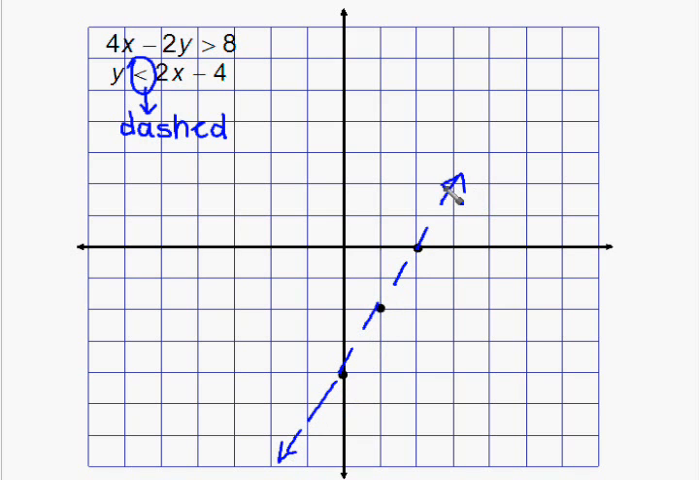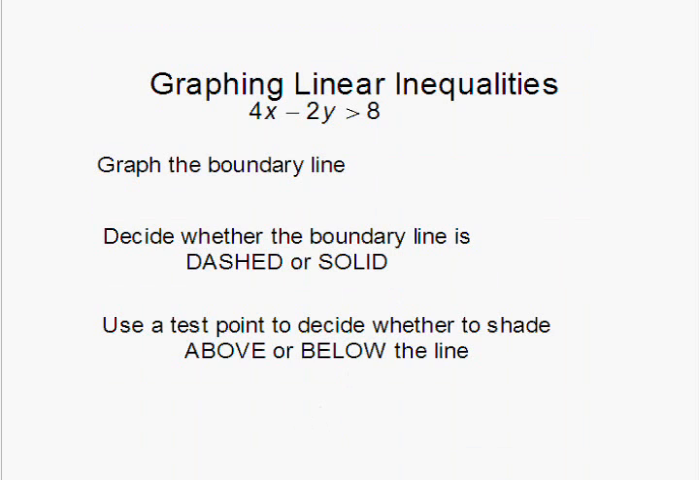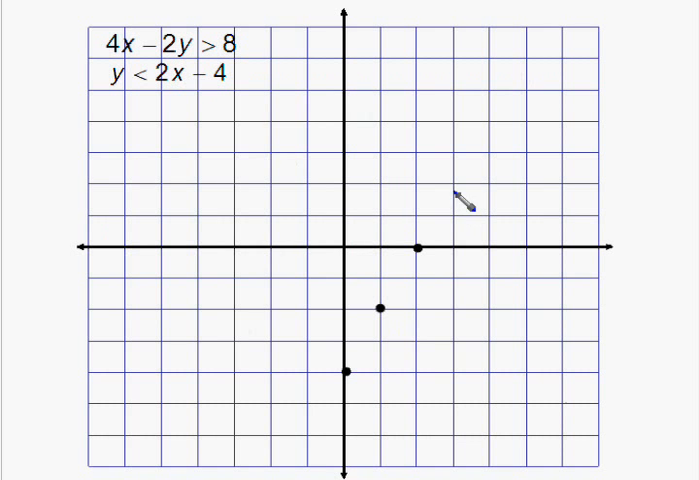So my next decision will be to decide whether to shade above or below the line. Remember that the line was a dashed line through these points. Now, the inequality is less than, and that suggests I want to shade below the line. But to verify that decision, I should probably use a test point. And since 0, 0 does not lie on the boundary line, it's a great test point because it's real easy to plug zeros into the inequality.